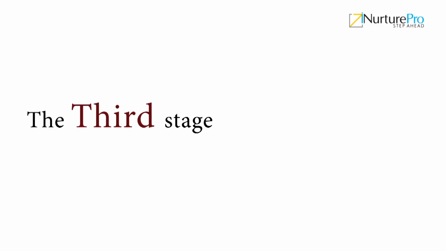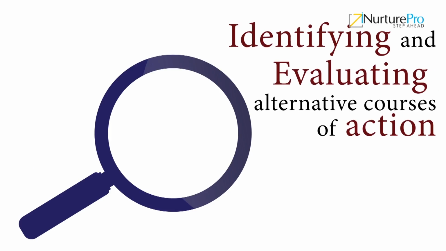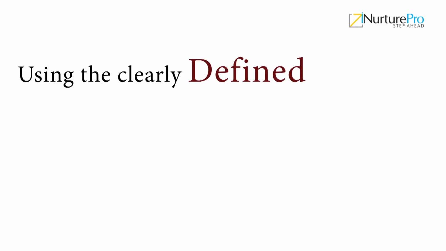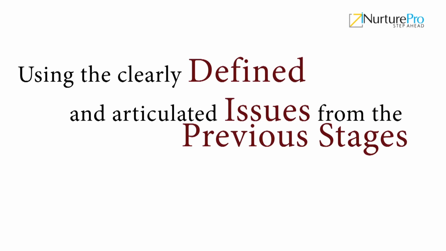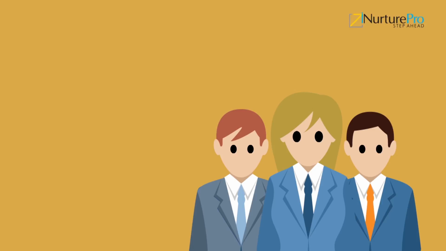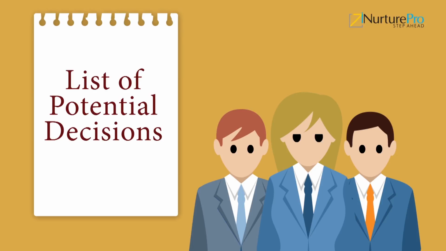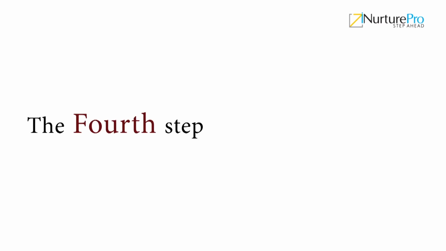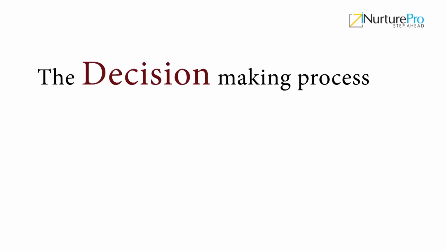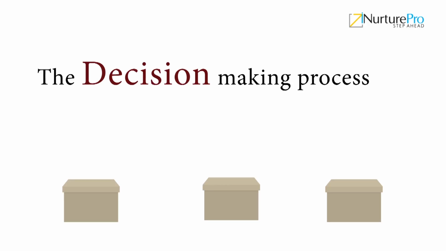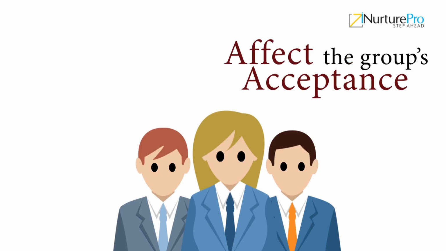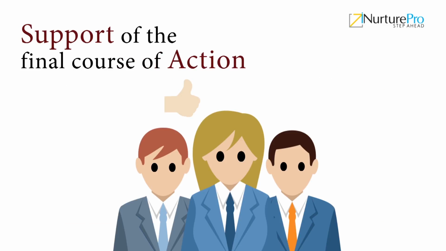The third stage is identifying and evaluating alternative courses of action. Using the clearly defined and articulated issues from the previous stages, the group generates a list of potential decisions. The fourth step in the decision-making process is choosing one of the alternatives to implement and will affect the group's acceptance and support of the final course of action.